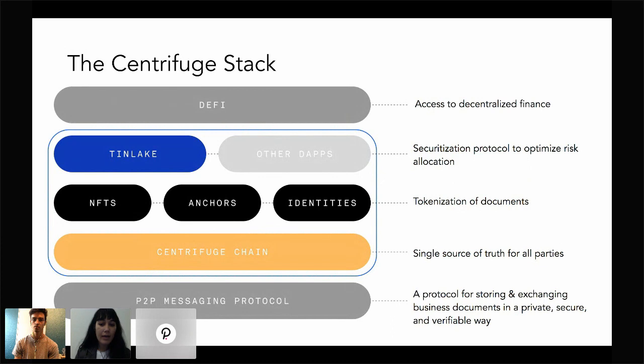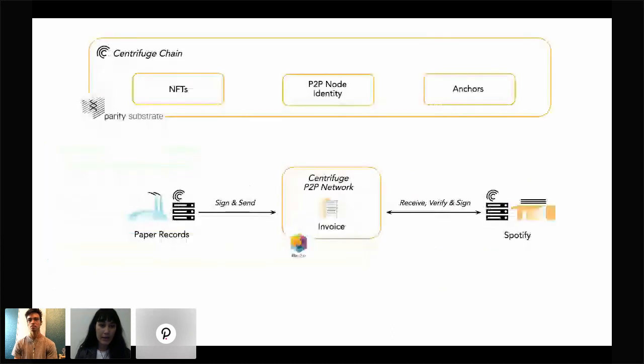So a brief look at how this whole system comes together. A company such as Paper Records uses the Centrifuge peer-to-peer network to sign and send an invoice to, say, Spotify. Spotify verifies receipt of this document and its correctness with its signature and sends an updated and signed version of the document back to Paper Records. Centrifuge chain is used for the node identities, so that allows Paper Records to look up Spotify when they want to send this document, and it also allows Spotify to verify Paper Records.